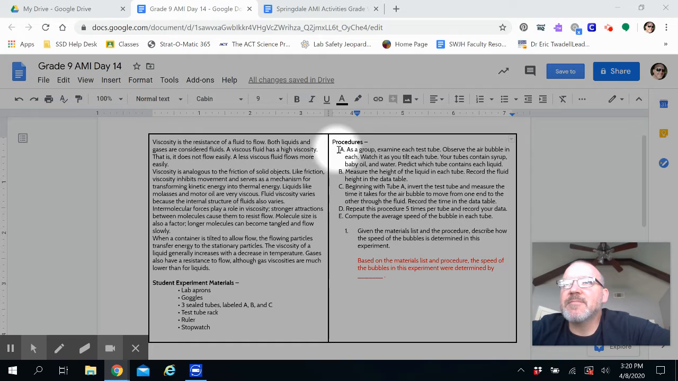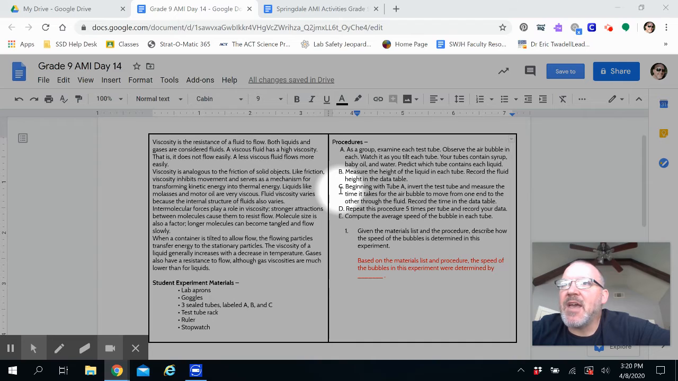Procedures. First, A: as a group, examine each test tube. Observe the air bubble in each. Watch it as you tilt each tube. Your tubes contain syrup, baby oil, and water. Predict which tube contains each liquid. B. Measure the height of the liquid in each tube. Record the fluid height in the data table.